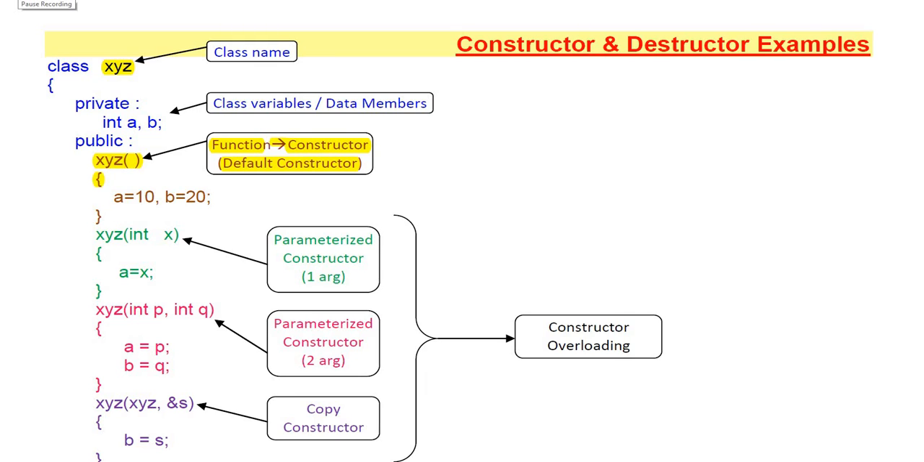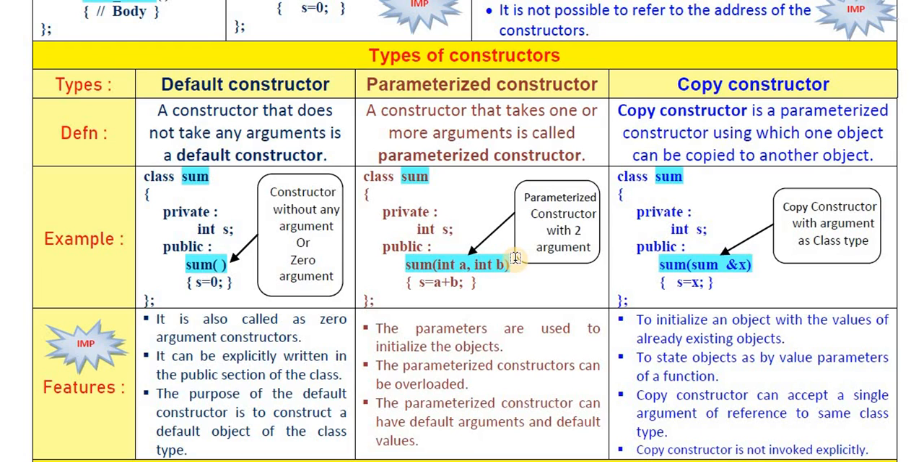So the next type of constructor is the parameterized constructor. From the name itself you can guess that this constructor is using some parameters. Let us see the proper definition. What is a parameterized constructor? A constructor that takes one or more arguments is called a parameterized constructor. Means any constructor which accepts a minimum of one or more than one parameter or argument will become a parameterized constructor.